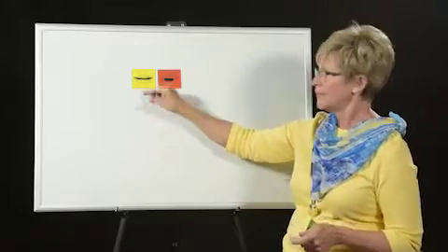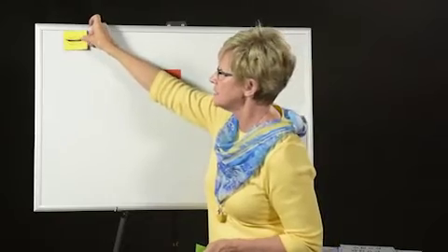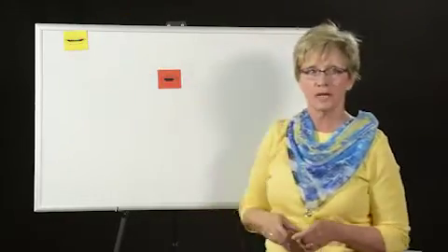So the sound of E has a smile shape, and this picture has a smile. We're going to let this picture represent that some vowel sounds in the English language have a smile shape.